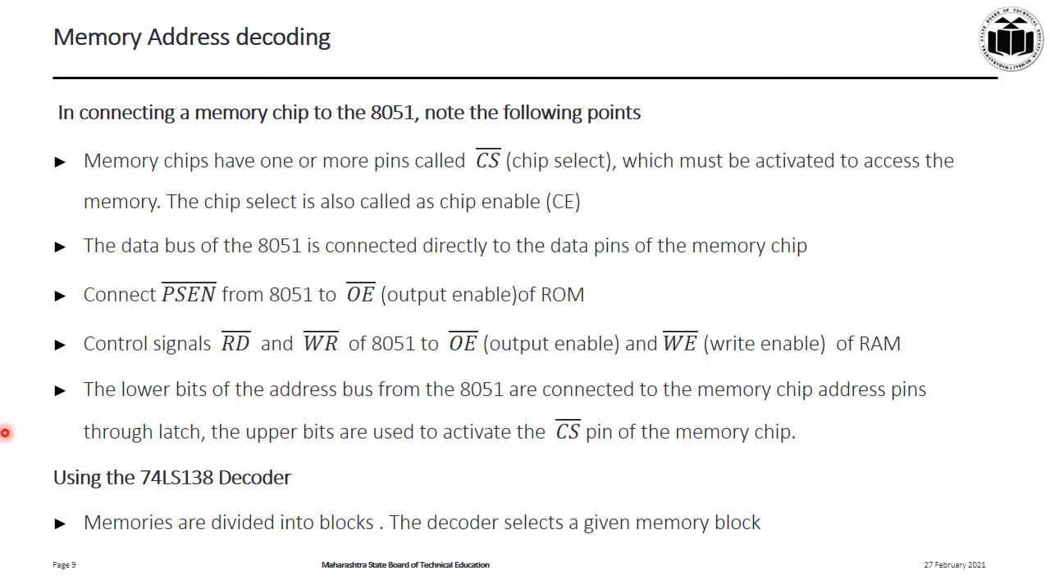The lower bits of address from 8051 are connected to memory chip address pins through a latch. The upper bits are used to activate the CS bar pin of the memory. Memories are divided into blocks and the decoder selects a given memory block. So in this section we will discuss the IC 74LS138 decoder.